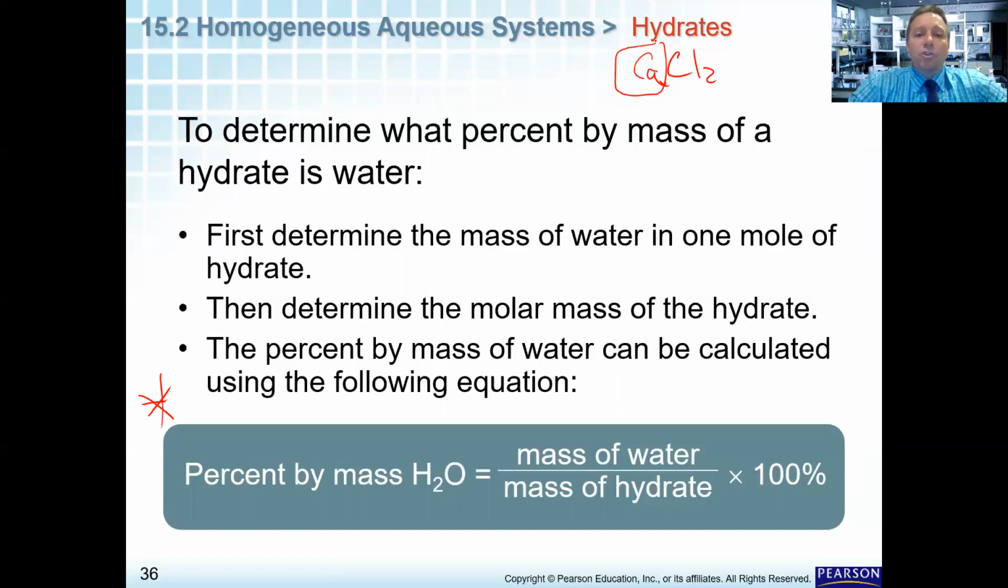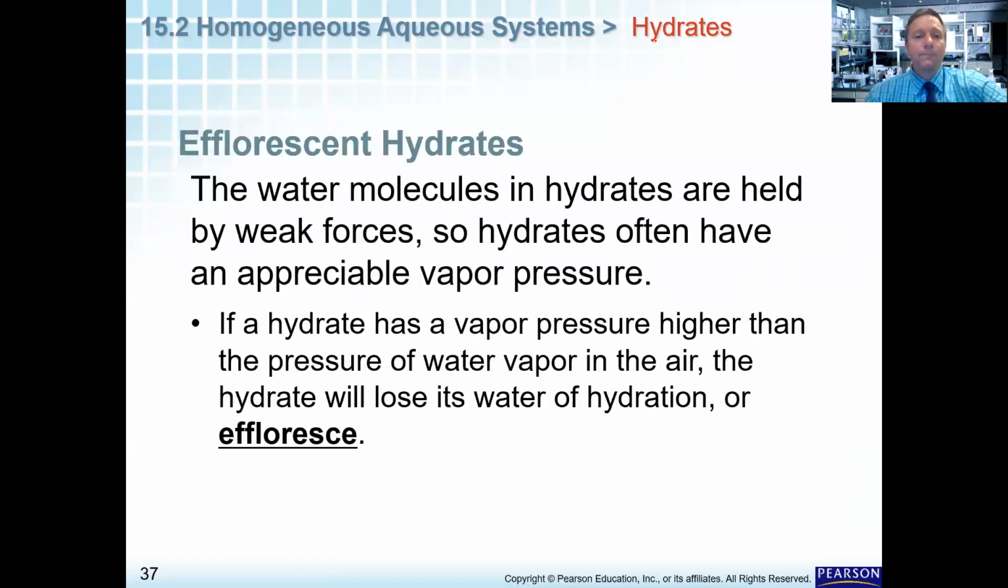When you talk about determining what percent by mass of a hydrate is water, you take the mass of the water divided by the mass of the total hydrate, including the water that was in it, multiplied by 100, and that's your percent by mass. We'll look at that calculation a little bit. So now let's talk about some terms.